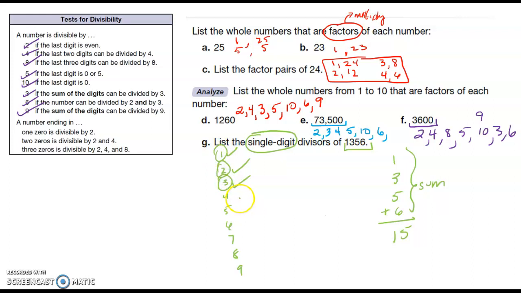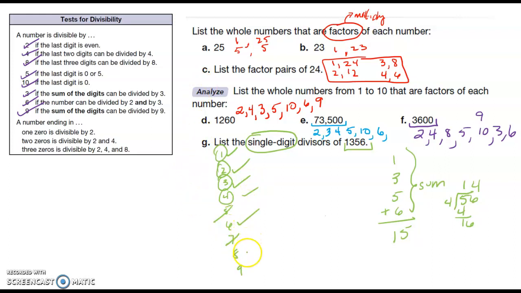Number 4, if the last 2 digits can be divided by 4. So let's see, does 4 go into 56? Yes, it does. All right, that's great. So that works. 5 is not going to work because it doesn't end in a 0 or a 5. 6 is going to work because 2 and 3 go into it. 7, we don't have a rule for 7, so we're just going to have to divide it. So let me see. Nope, 7 doesn't work.